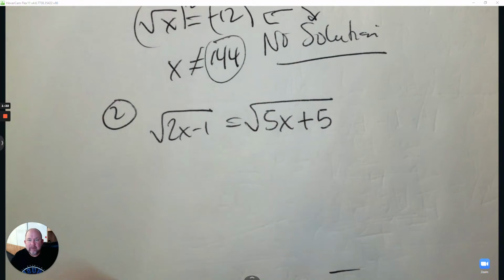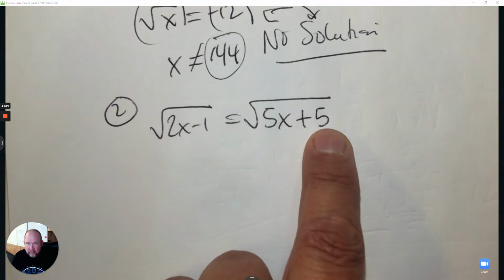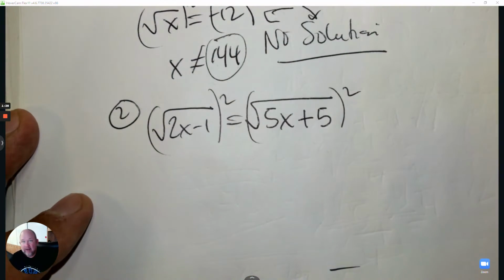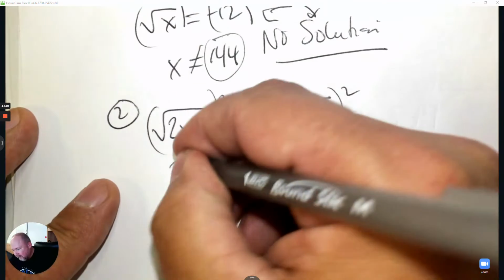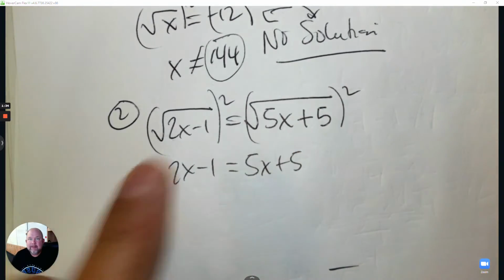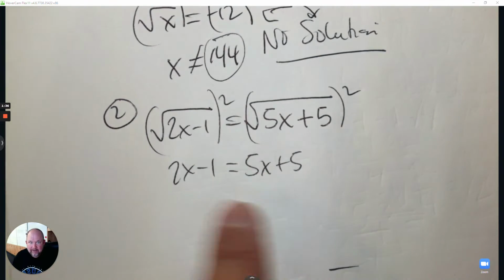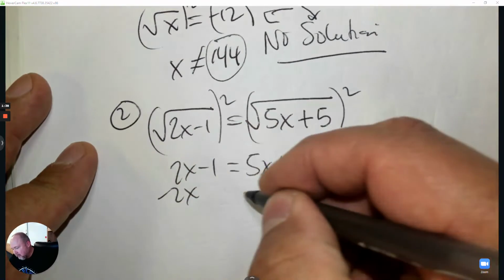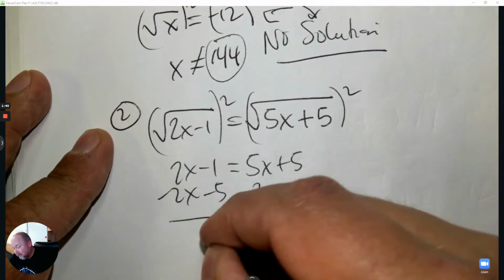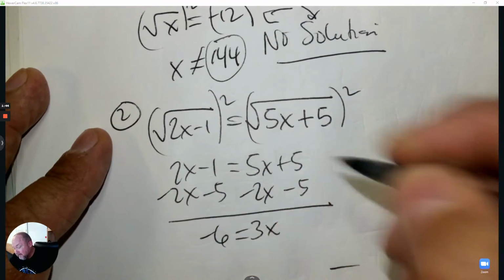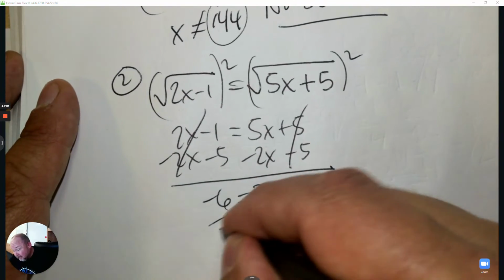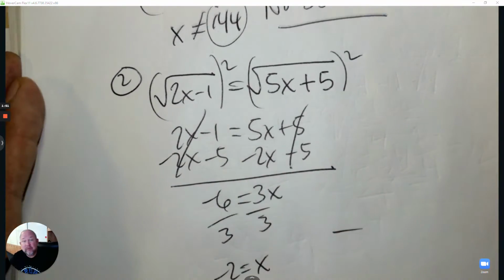Here we have a square root equaling a square root. So to solve this, we're going to square both sides to undo the square root. So we have 2x subtract 1 equaling 5x plus 5. Then I'm going to solve this by combining like terms. So I'm going to subtract 2x. I'm going to subtract 5. Oh, I think we're going to have a similar situation here. And then when I subtract 2x and I subtract 5, divide by 3, and x equals negative 2.